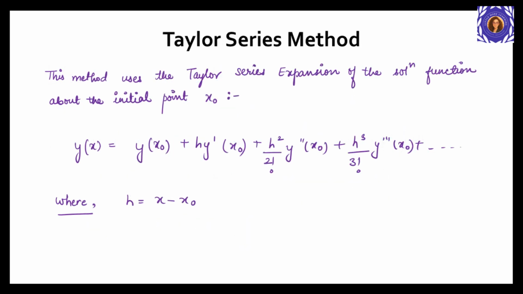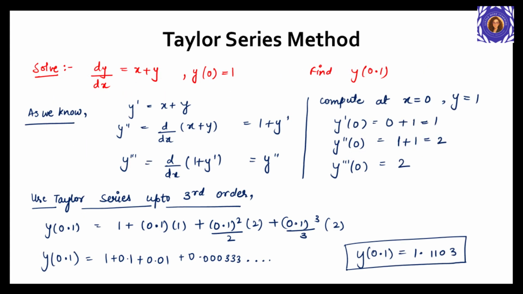Next up is the Taylor series method, a classic one. What's happening here? Well, the method takes the known value at a point and then predicts future values by expanding the function like a polynomial. It's like saying, if I know where I am, how fast I am moving, and how fast my speed is changing, then I can estimate where I will be next.